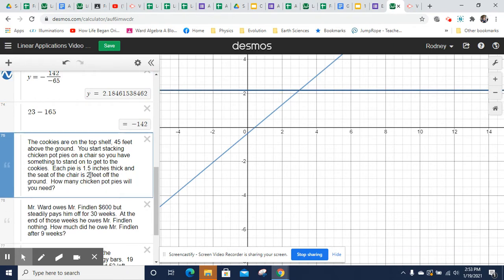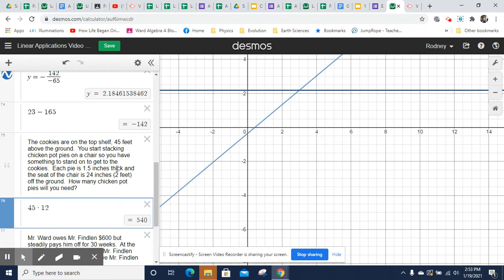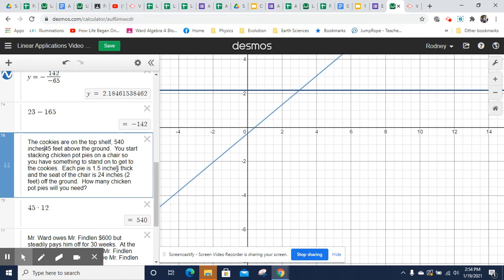Let's call that 24 inches. And I'll just leave that as 2 feet just to remind ourselves. This is always a useful thing to work out. And 45 feet, we'll have to work out what 45 times 12 is. Okay, that's 540 inches. So that's 45 feet, 540 inches, which is the same as 45 feet. So now I've got everything in the same unit, and that'll help us a lot.